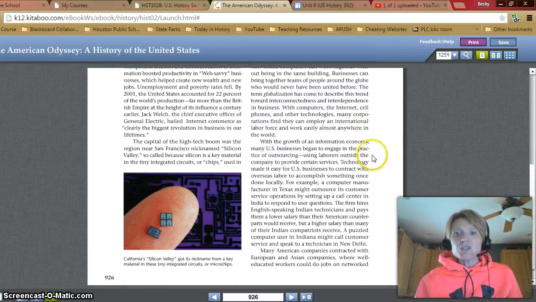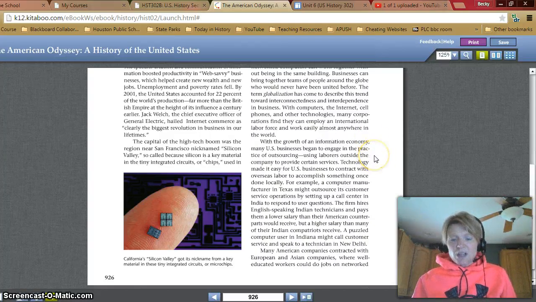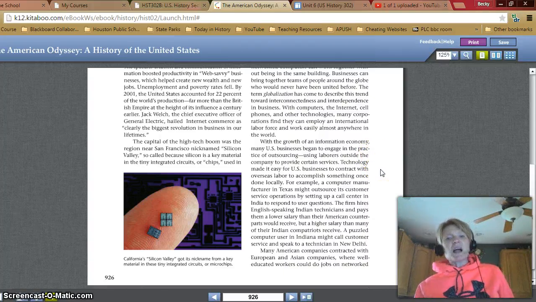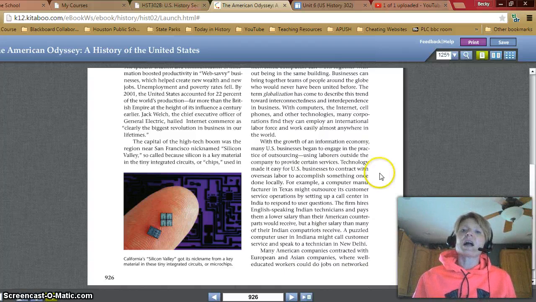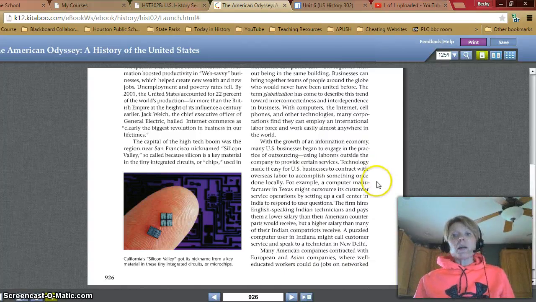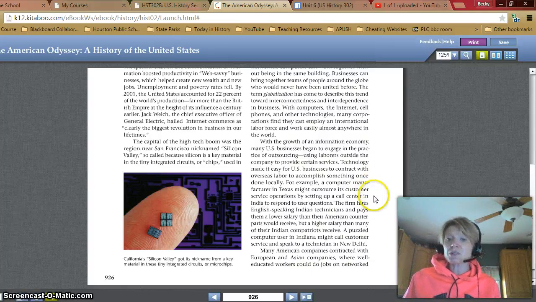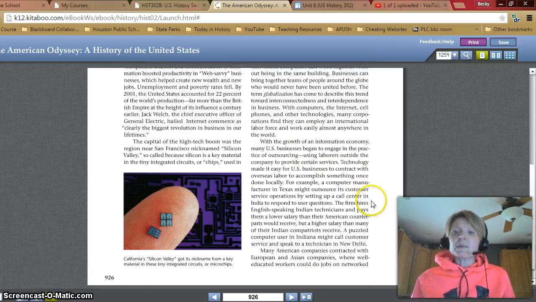Businesses began to engage in the practice of outsourcing, using laborers outside the company to provide certain services. Technology made it easy for U.S. businesses to contract with overseas labor to accomplish something once done locally. For example, a computer manufacturer in Texas might outsource its customer service operations by setting up a call center in India to respond to user questions.